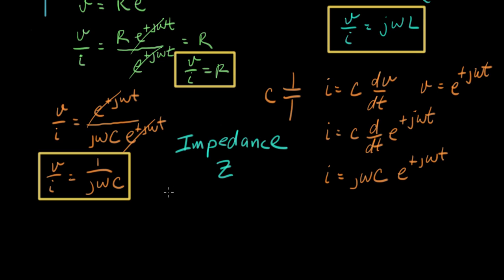So just a quick summary of impedance. The impedance of a resistor equals R. The impedance of an inductor equals j omega L. And the impedance of a capacitor equals 1 over j omega C.